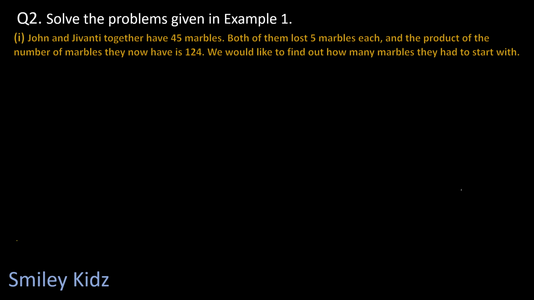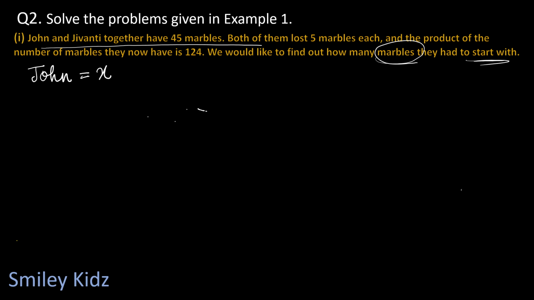Well, let's move on to question number 2. John and Jivanti together have 45 marbles. Both of them lost 5 marbles each, and the product of the number of marbles they now have is 124. We would like to find out how many marbles they had to start with. Let us assume that the number of marbles with John be x.